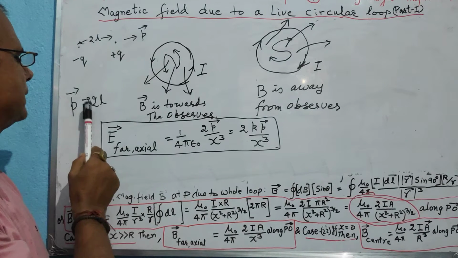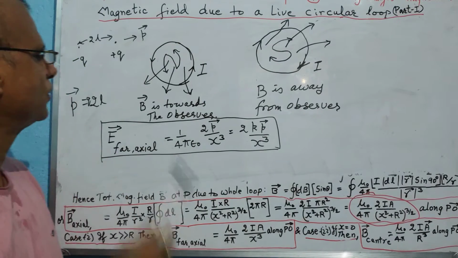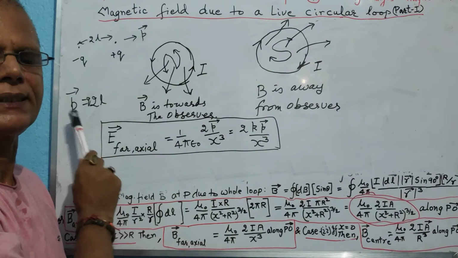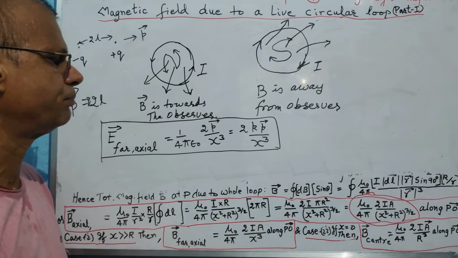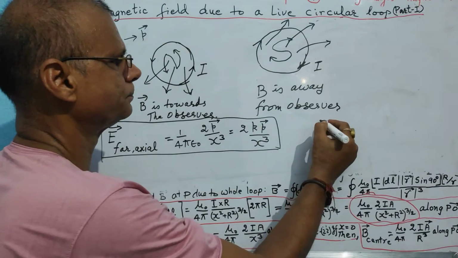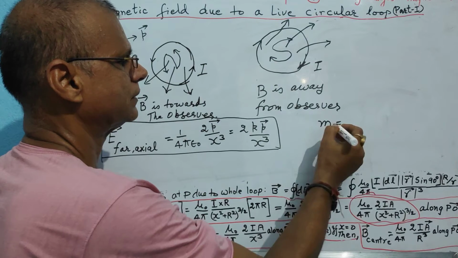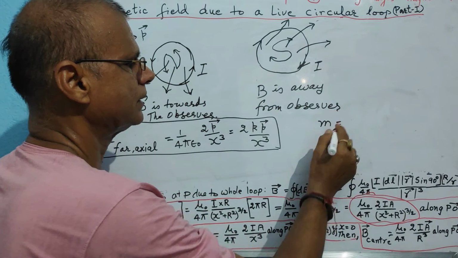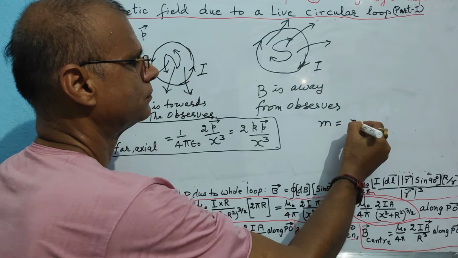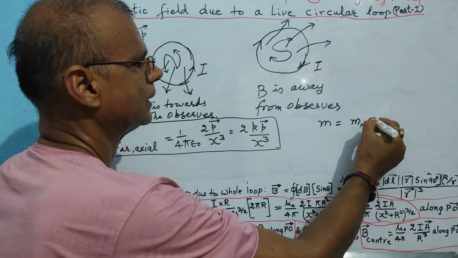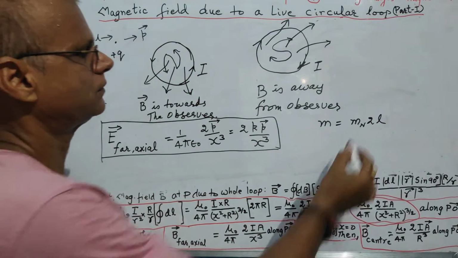Because we have the concept of charge strength into the separation between them when we want to find the electric dipole moment. In the same fashion, if we want to find the magnetic dipole moment, we need to have the pole strength, and then the distance of separation between them.